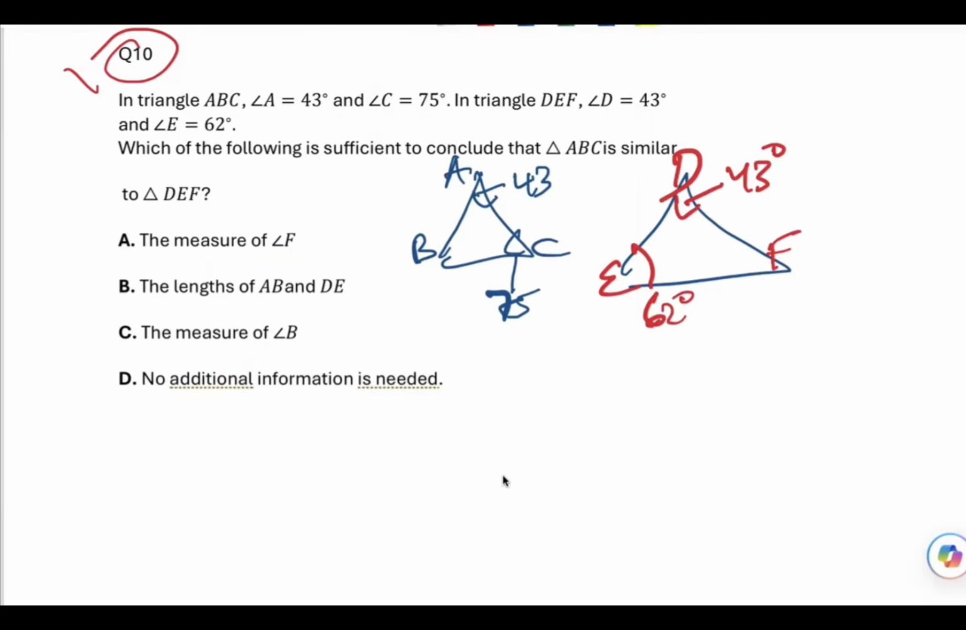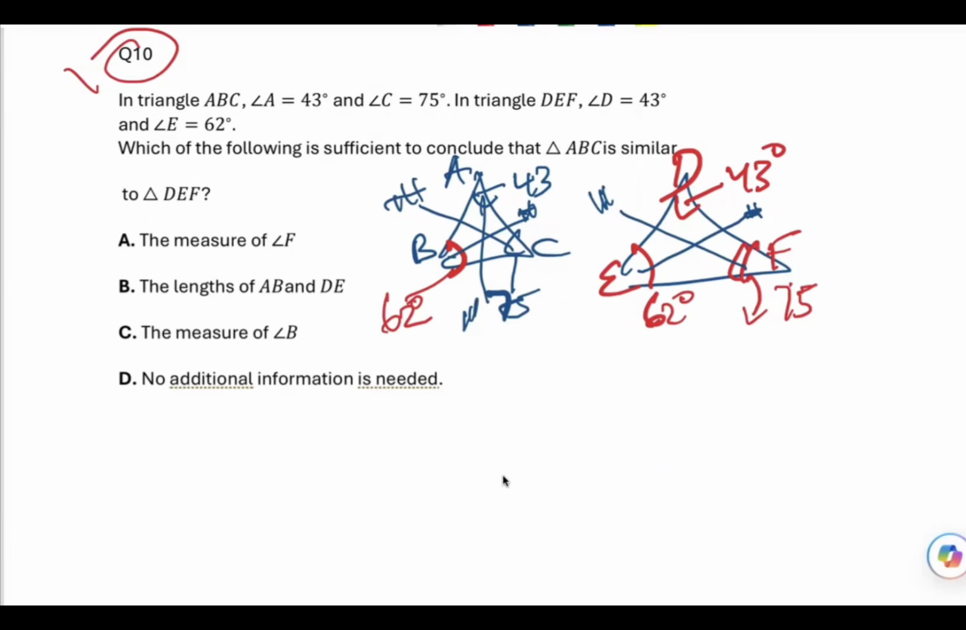Oh, I can find here. What is here? What do you think? Just subtract from 180. That's all. 62 plus 43, subtract from 180. This is 75. Oh, if that is so, I do the same thing here. This is going to give me 62. That means all the angles are the same. If all the angles are the same, this side is going to be congruent with this side. This side is also congruent to that because the angles are the same.